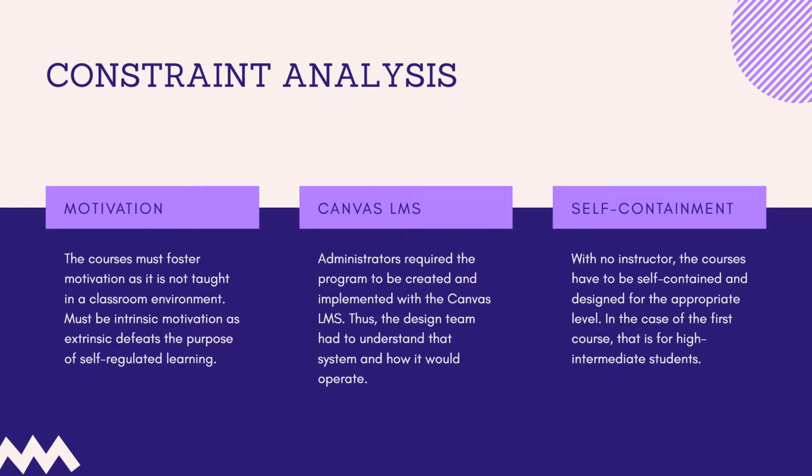The design team conducted a constraints analysis to identify areas that would impact how their design process would flow. The first constraint they realized was motivation, not just for learners but instructors as well. They knew that in their design they must focus on fostering intrinsic motivation for the students. The university administration provided a constraint regarding the system they would use to implement the program. This required that the design team have a full understanding of how Canvas LMS operated in order to be successful. Finally, as the course would have no specific instructor, the course would have to be self-contained and not require any in-classroom interaction.